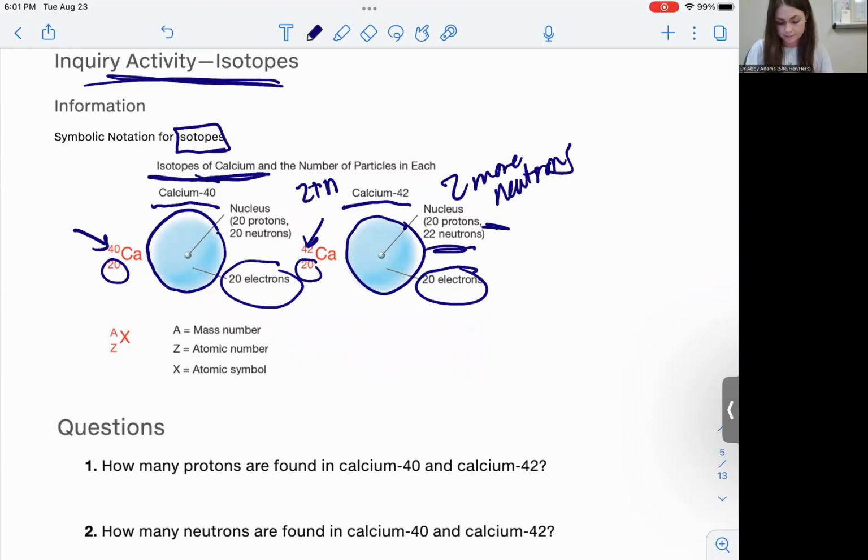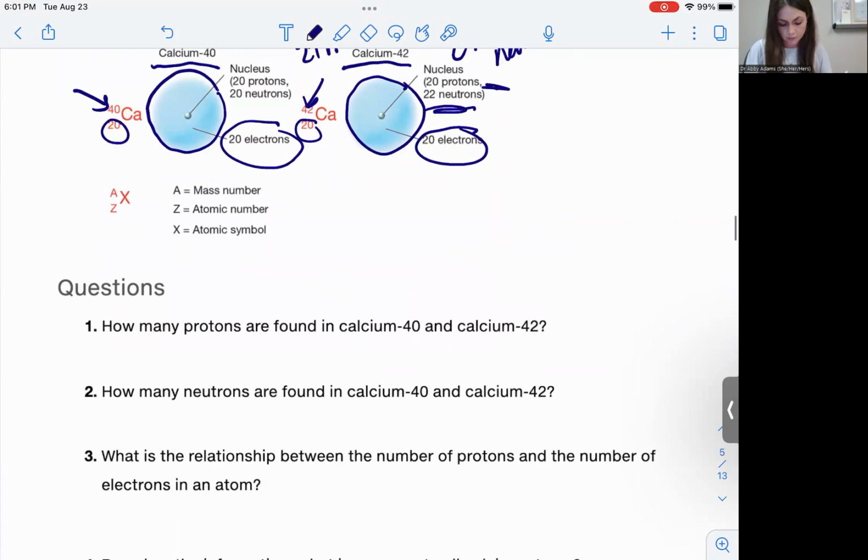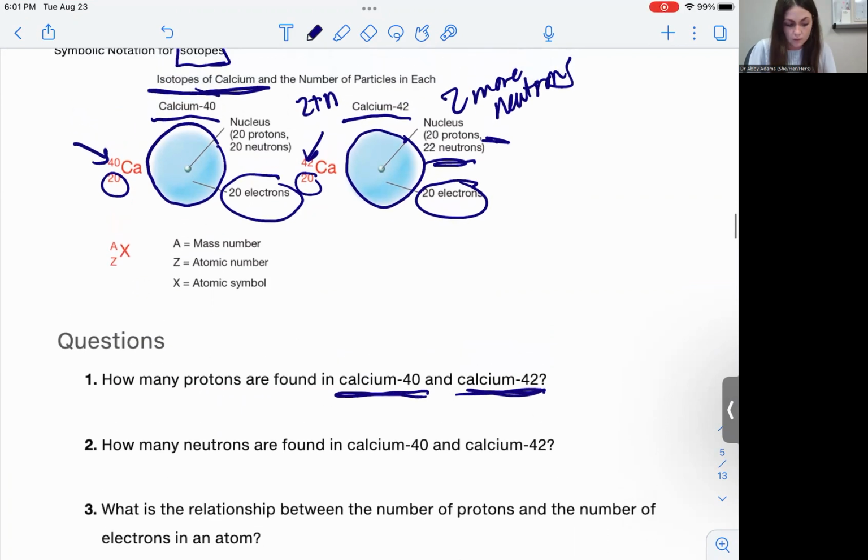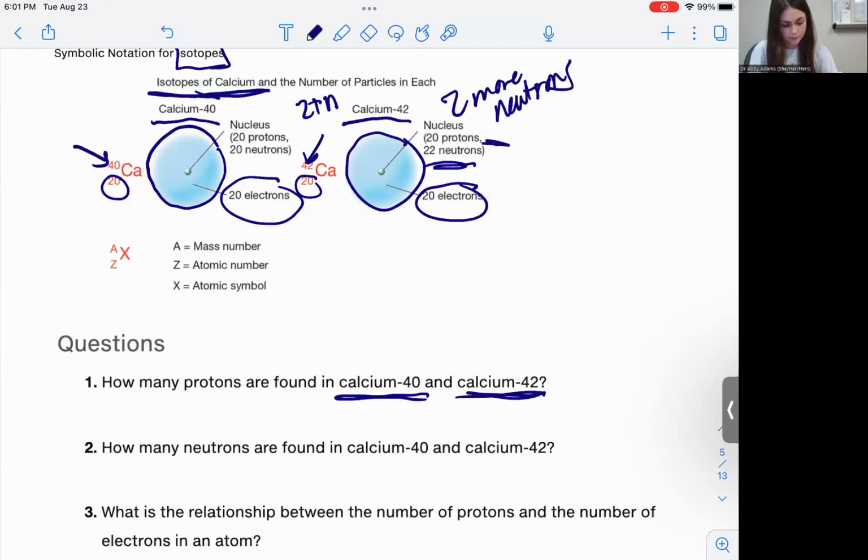You have 22 neutrons, 20 protons. So the question: how many protons are found in calcium 40 and calcium 42? Well, if it's calcium, it's always going to be the same, because if it's an atom of calcium, those protons aren't changing. So what's your answer going to be there? It's 20. It's got to be 20 because it's calcium. You're always going to have that number of protons. That's what makes it calcium, and gives it its properties.